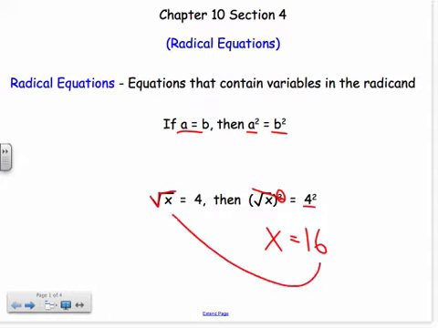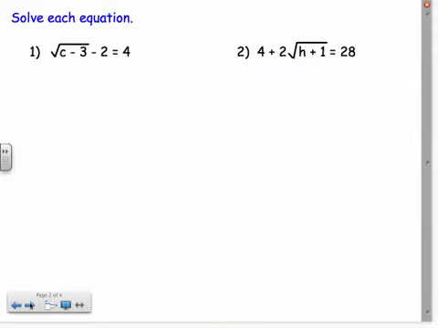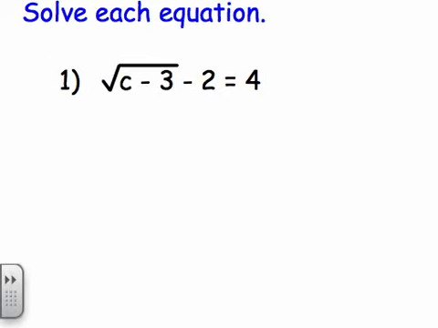And if I plug it back in, it works, right? The square root of 16 is 4. So whenever you want to get rid of a radical in an equation, you just square it, right? You do the inverse of square rooting, which is squaring. Let's take a look at a couple examples here.